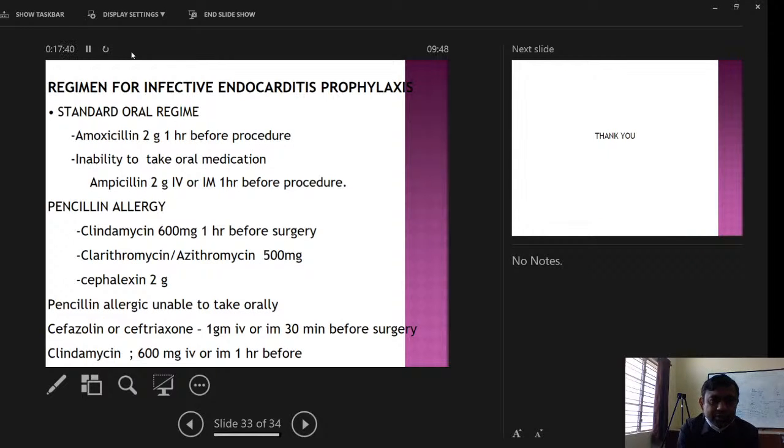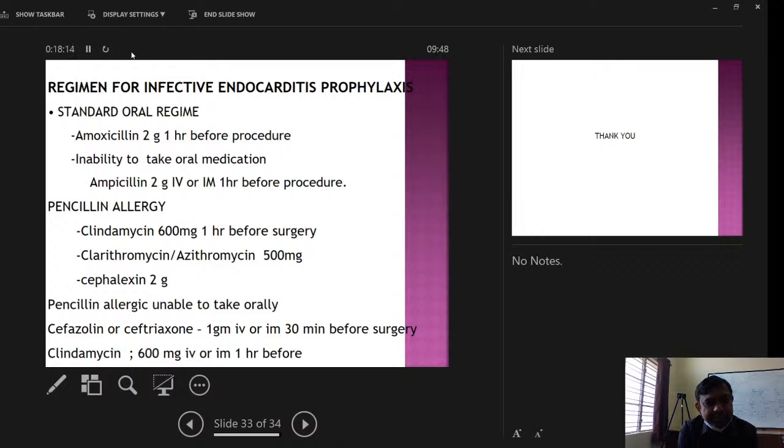So what is the regimen we use for infective endocarditis prophylaxis? One is the standard oral regimen, that is amoxicillin 2 grams 1 hour before the procedure, any procedure, that is dental procedures, all these procedures. And if the patient is unable to take oral medication, then give ampicillin 2 grams IV or IM 1 hour before the procedure. If the patient is allergic to penicillin, then give clindamycin 600 mg 1 hour before surgery, or clarithromycin or azithromycin 500 mg before surgery, or cephalexin 2 grams before surgery.